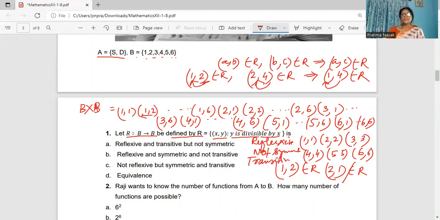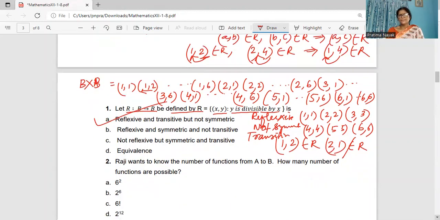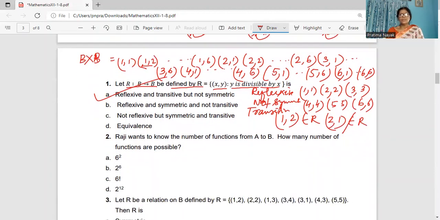So it will be reflexive and transitive but not symmetric. A is correct. Coming to the second one. Raji wants to know the number of functions from A to B. A has... let us see the options. How many functions are possible? 6 to the power 2, 2 to the power 6, 6 factorial, 2 to the power 12.